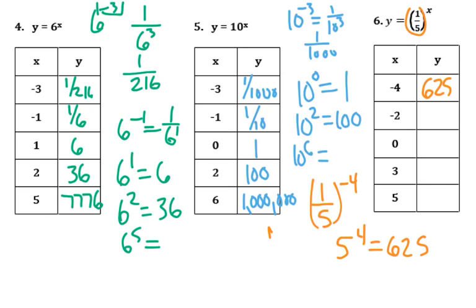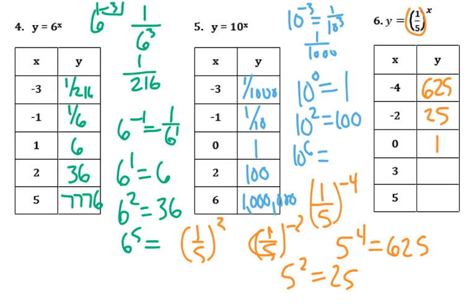So to the negative 2 would be like 1/5 to the negative 2 is really like 5 squared, because we flip our fraction around, so it's 25. To the 0 would be 1. Cubed, 1/5 cubed, is like 1 cubed over 5 cubed. Well, 1 cubed is 1, 5 cubed would be 125, so it's 1 over 125.